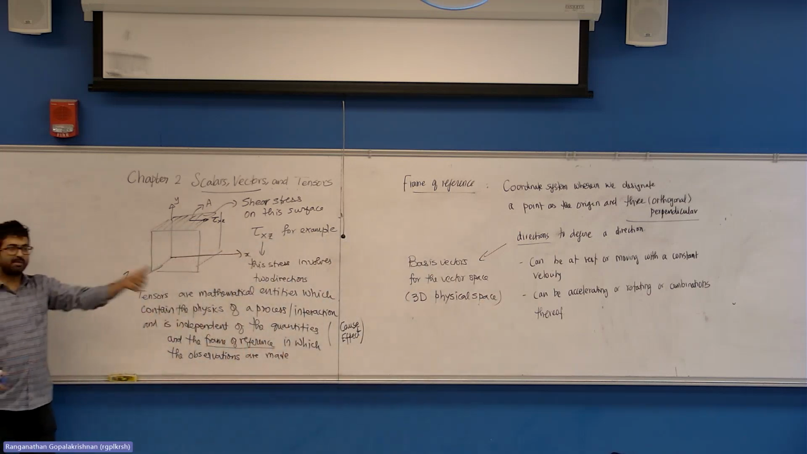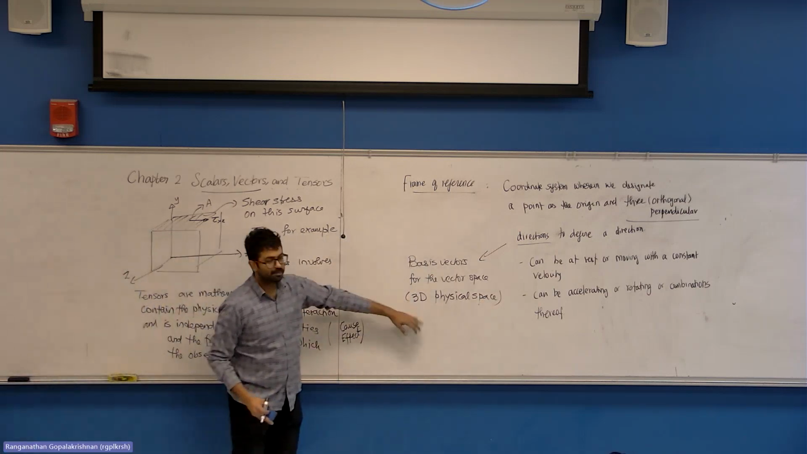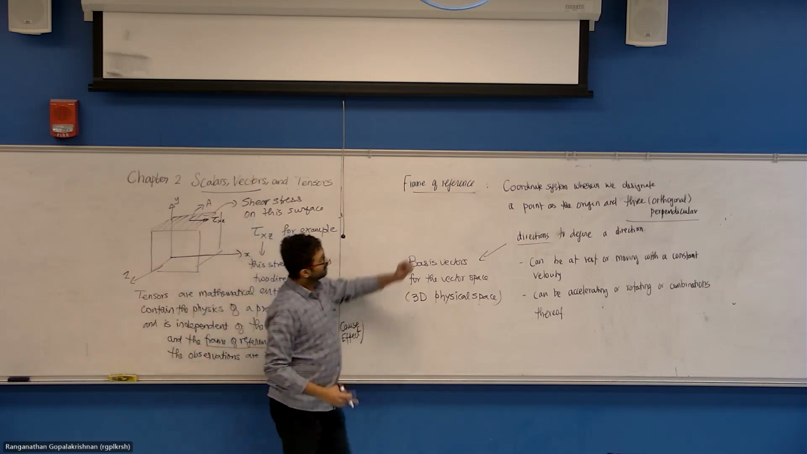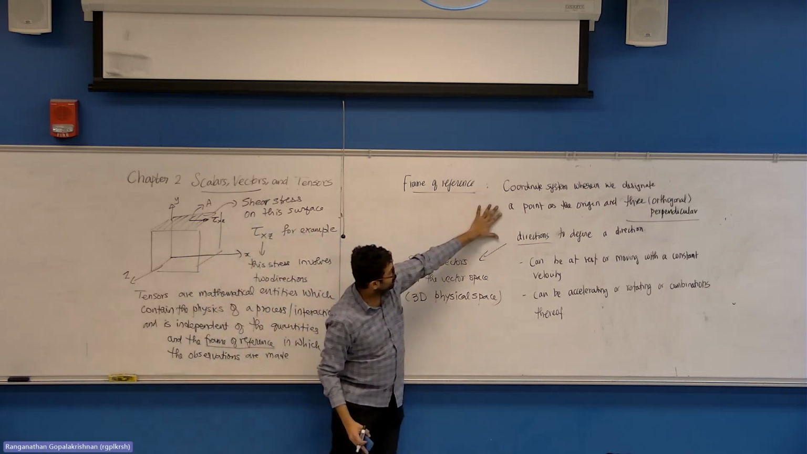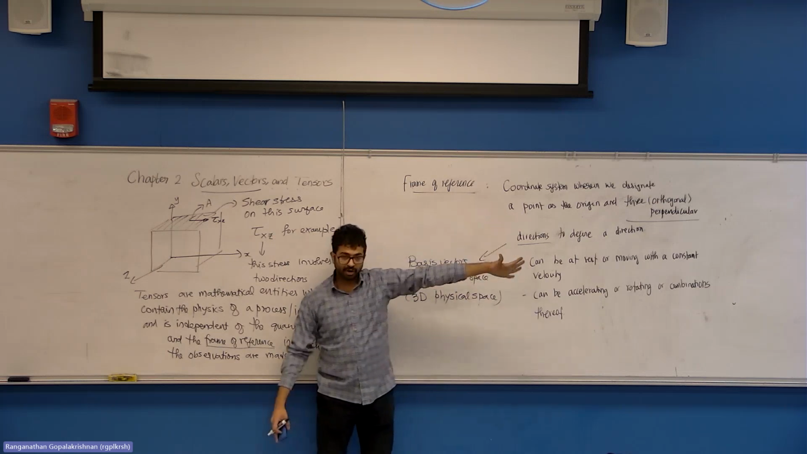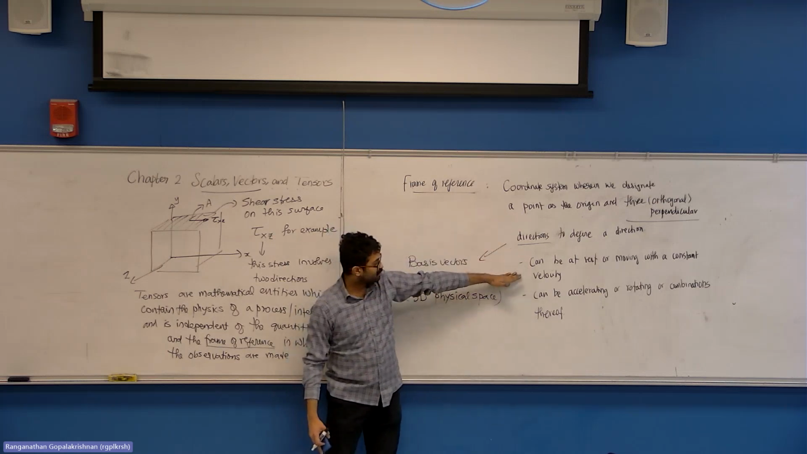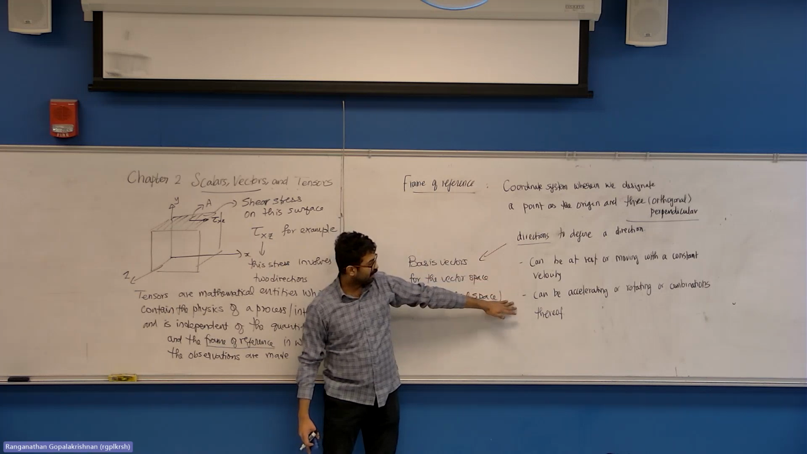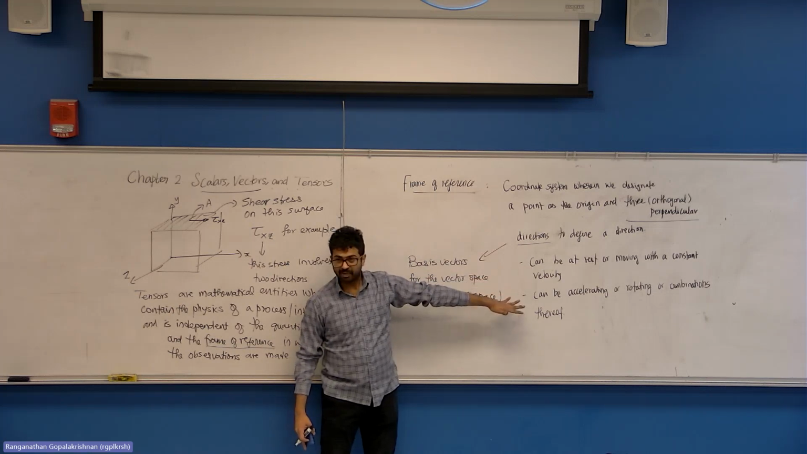So if you have three basis vectors, you define a 3D space; two basis vectors, it's a two-dimensional space, and so on. So this frame of reference is nothing but a coordinate system which can be at rest or can be moving with constant velocity, or it can also be accelerating or rotating.